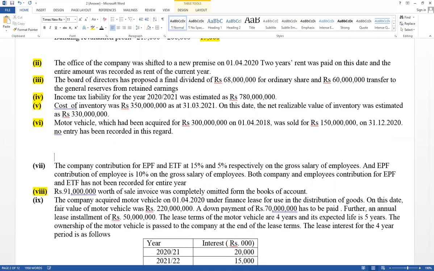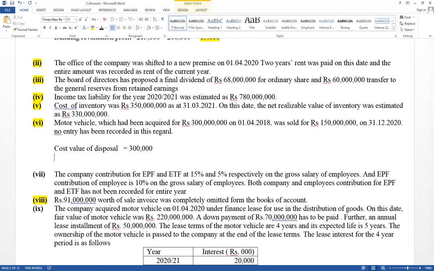Disposal adjustment. First one, think about the cost value of disposal assets. 1 mark available for that. The cost value of the disposal asset equal, thinking in values of 1000, 300,000. And the disposal value is given 150,000. Disposal value equal 150,000. It affects cash.